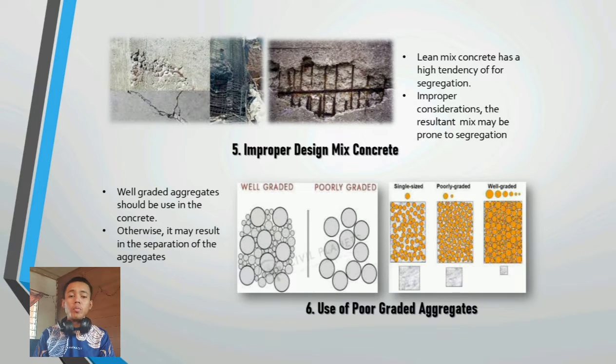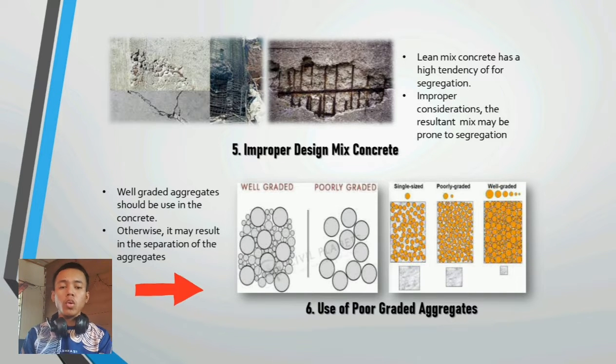Fifth factor is improper design mix of concrete. If proper considerations are not taken during the concrete mix design, the resultant mix may be prone to segregation. Lean mixed concrete has a high tendency for segregation. In lean mixed concrete, proper binding for aggregates is not available, resulting in them being segregated from the rest of the constituents.